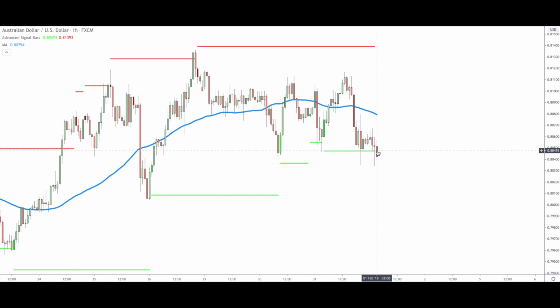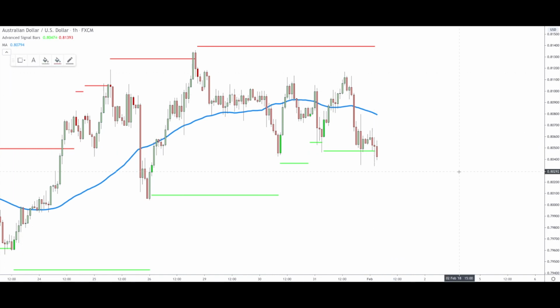The opposite setup will be like this one. So the price is above the moving average and it breaks to the upside, the candle breaks to the upside, a red horizontal line, then we can buy. So at this point we could buy. So back to our setup, we can sell.